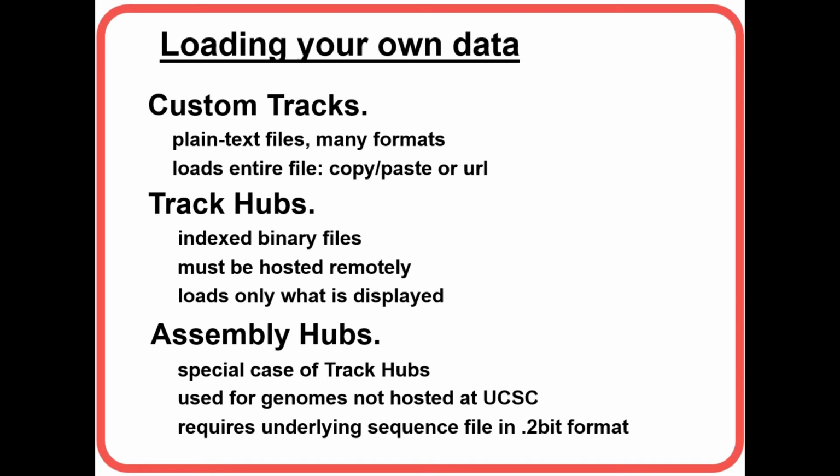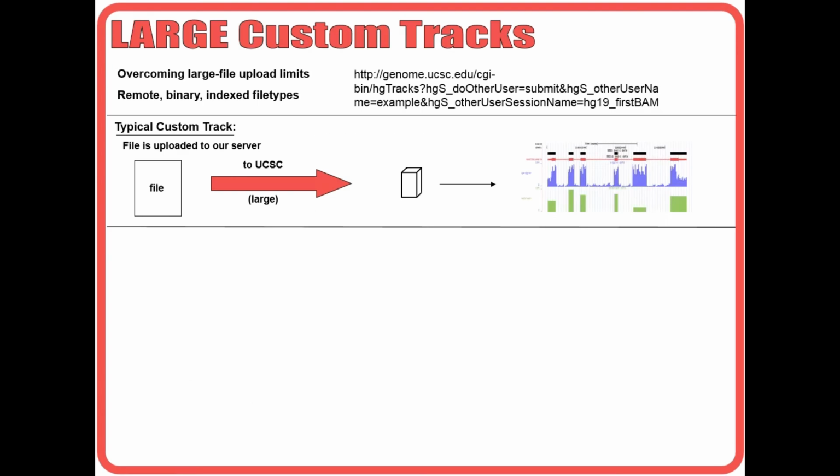Assembly hubs are a special case of TrackHubs. They're used for genomes that we do not host at UCSC, but you can also upload your own 2-bit file, which represents the coordinates, and you can upload those into the browser, and then you can hang your annotations on that without regard to whether UCSC hosts them or not.